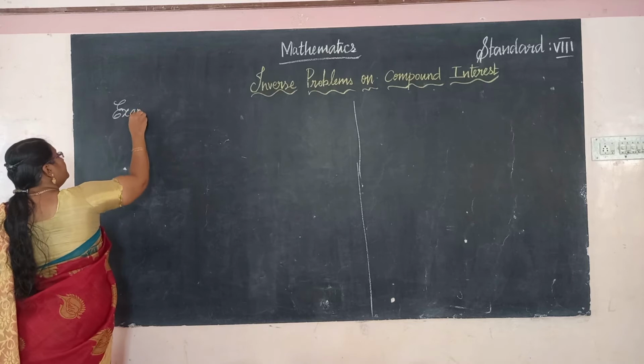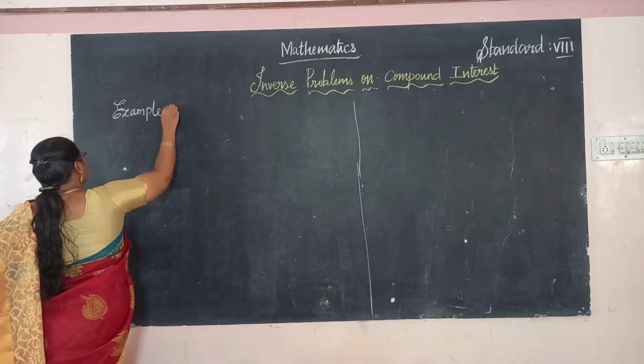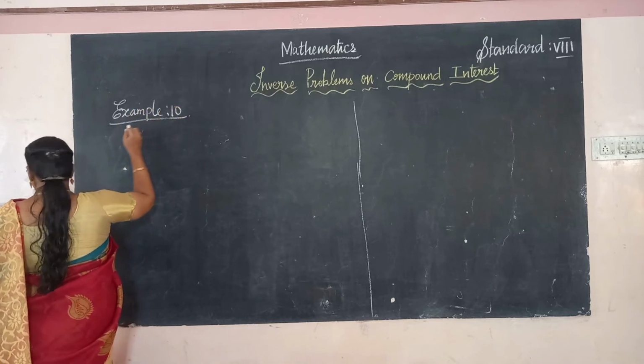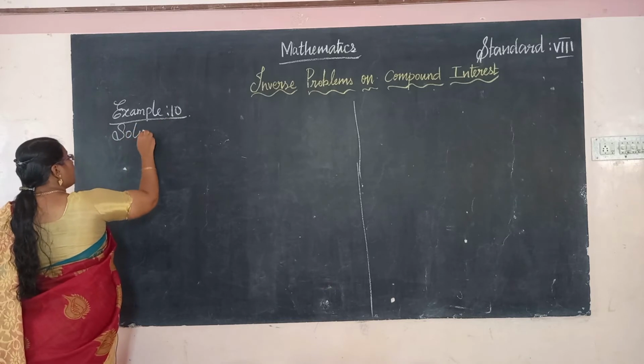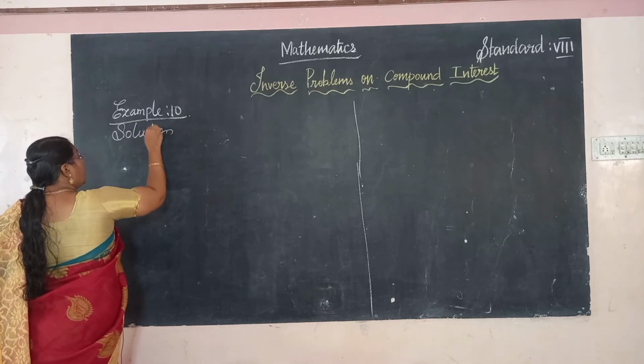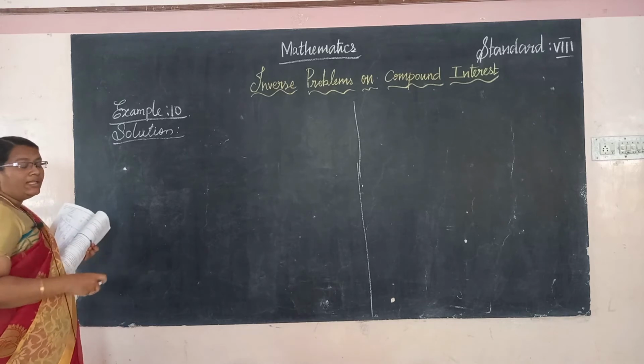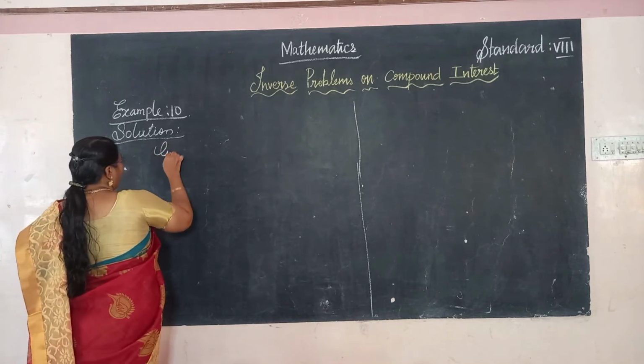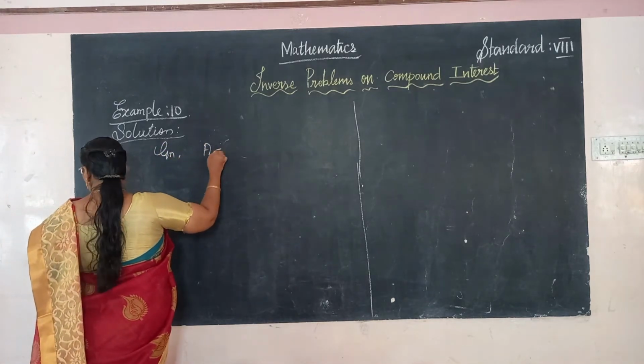Example 10. Solution. First we have to write the given data. What data are given? Amount. What is the amount value?